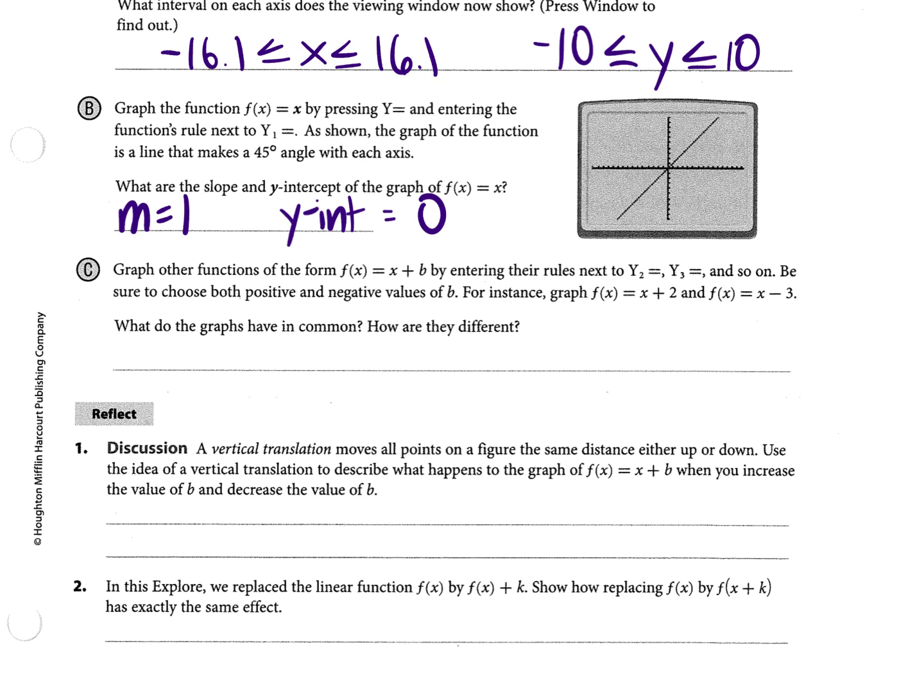It says, what do the graphs have in common? All of these graphs have the same slope. The piece that is different about them is their y-intercept.